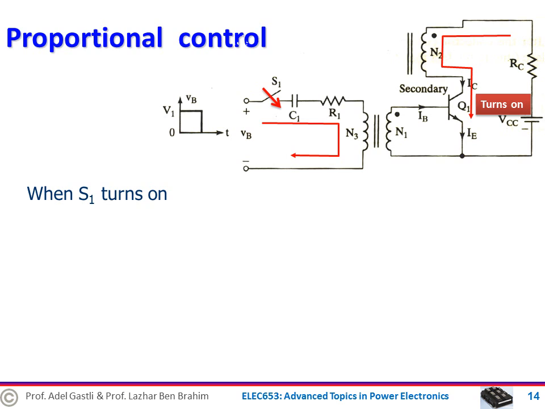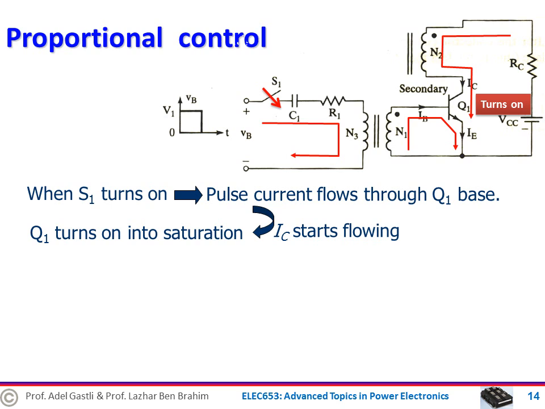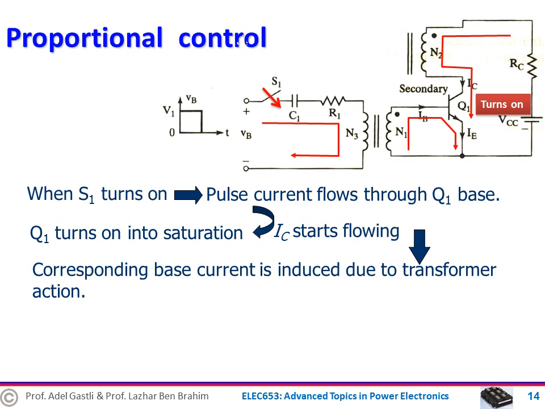Therefore, a pulse is induced in the primary winding N1 of the transformer. This current flows through the base and emitter of transistor Q1, which makes the switch Q1 turn on to saturation. Therefore, the collector current starts flowing into the transistor and the secondary winding N2 of the transformer. When load current, which is also the collector current, changes, a similar change will be induced in the base current through transformer action.